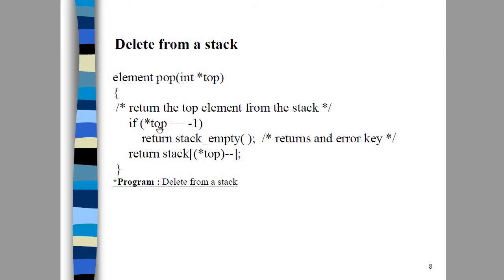If the top pointer is equal to -1, then we will return that the stack is empty. Otherwise, whatever element is on the top of the stack, that will be returned, and then we will decrement the top value by 1.